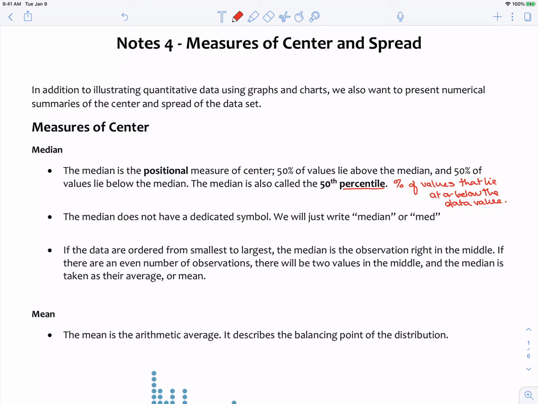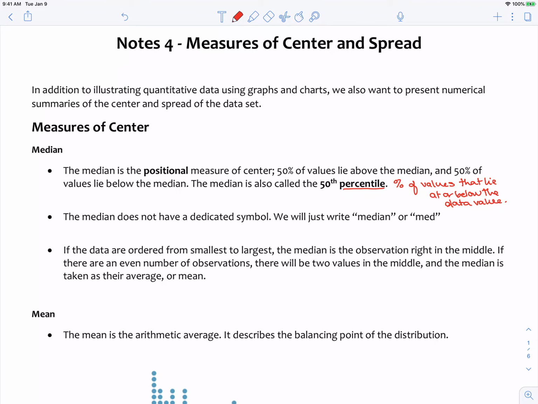And if the data are ordered from smallest to largest, which we must do first of all, the median is going to be the observation right in the middle of the data set. When there's an even number of observations, there are actually two middle values. In that case, the median will be taken as the average or mean of the middle pair of values. When we have an odd size data set, the median will be the middle data value itself.